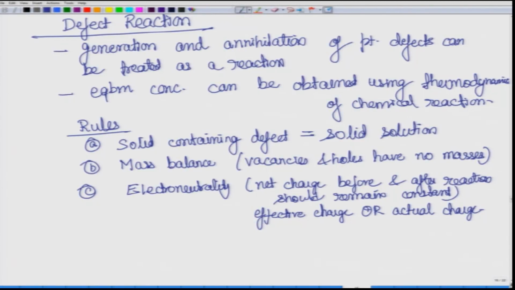You cannot mix between the effective charge system and the actual charge system and expect to get electroneutrality on the left-hand side and right-hand side. So, in most of these, particularly what we call Kroger-Wink, effective charge is used, and it is found to be much easier to understand and write down an equation.